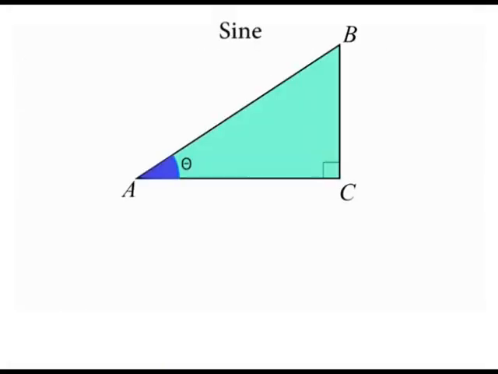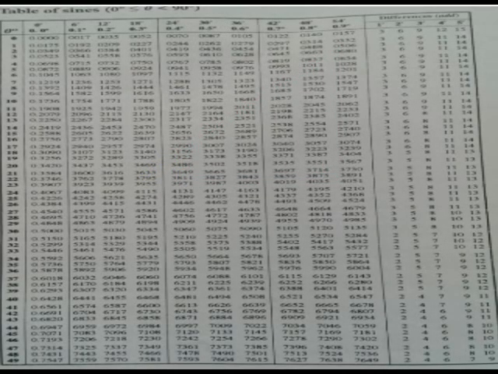Next, ratios, sines. The ratio of the opposite side of an angle to the hypotenuse of a right angle triangle is called the sine of that angle. And so sine theta is equal to opposite over hypotenuse. Again, we have the tables of sines of angles between 0 and 90 degrees. The sines of angles increase from 0 to 1 as the angle increases. The sine of 0 degrees is 0 and that of 90 degrees is 1. The tables are read the same way as those of tangents.